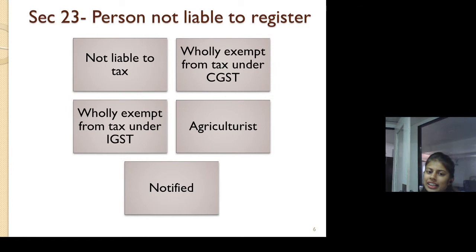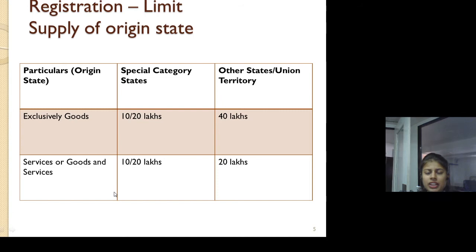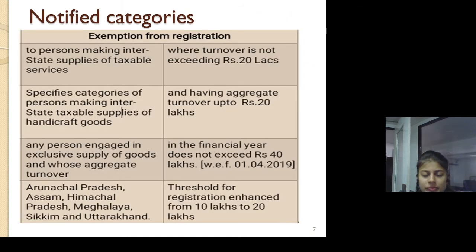Third category is similar to the second one, which is if I am exempt under GST, then I need not take a registration. Fourth is an agriculturist. By agriculturist, it means a person who is doing agriculture by cultivation. Those persons are also not required to take GST registration irrespective of the turnover limit. After these four, there are also certain categories which are notified by the government for registration. So I'll take those categories one by one.